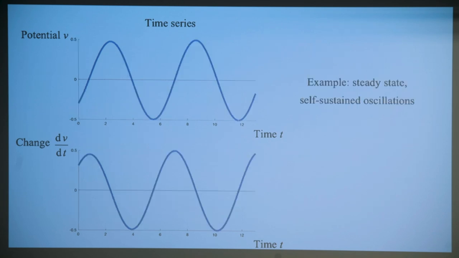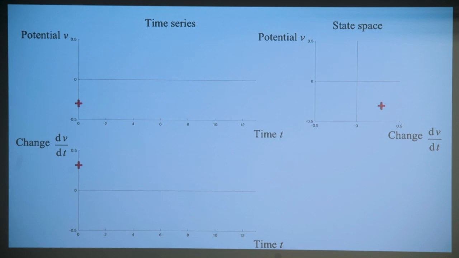Another time series would be an oscillation. Here again we have the potential, oscillating like, let's say, an alpha rhythm. Here we have the change of this oscillation with respect to time. Then again, initial conditions in the time series, potential, change of the potential with respect to time, and then here in the state space. And then we let it run.